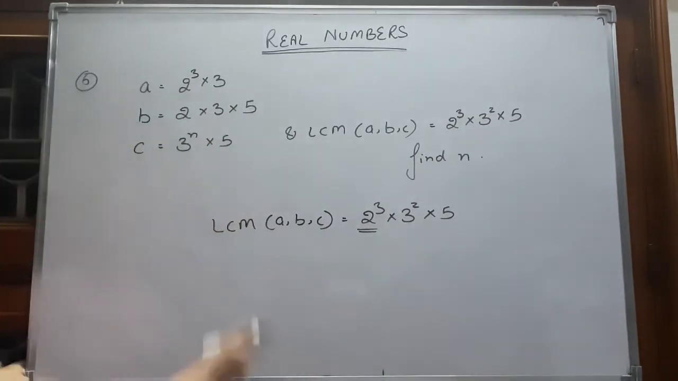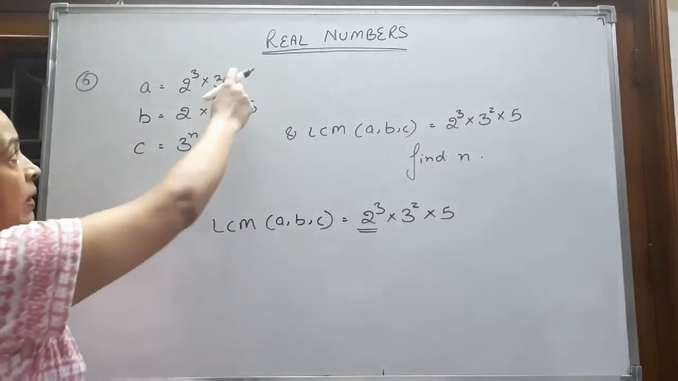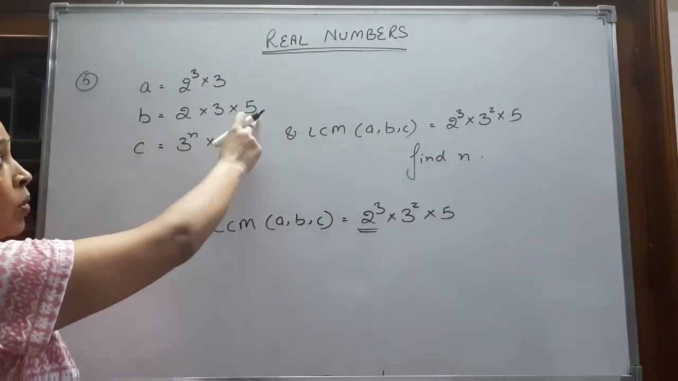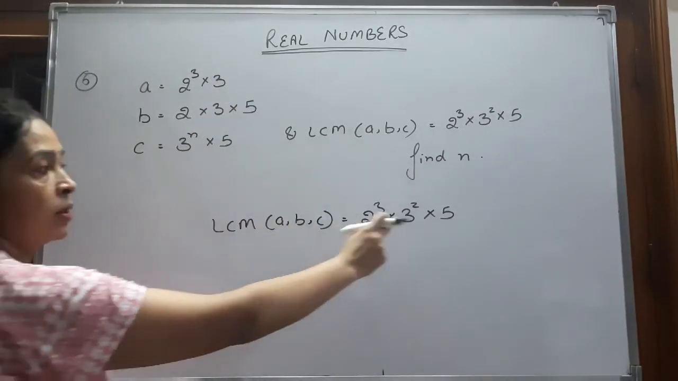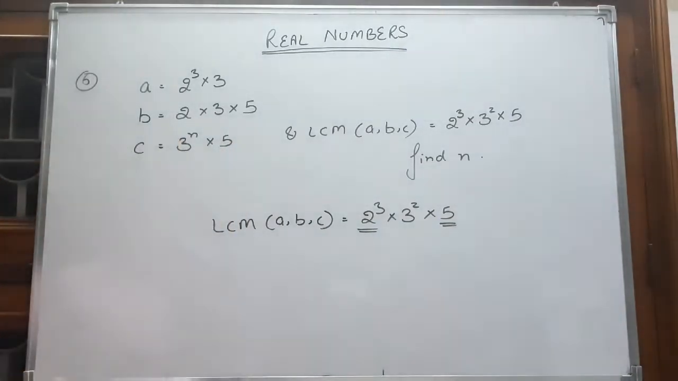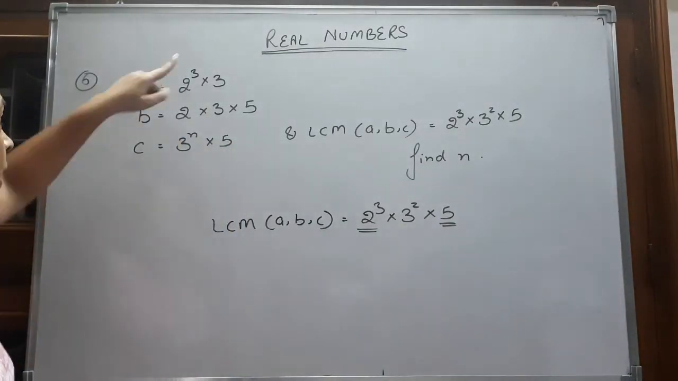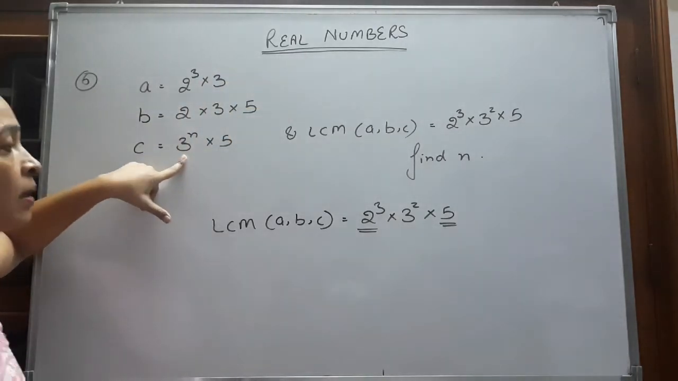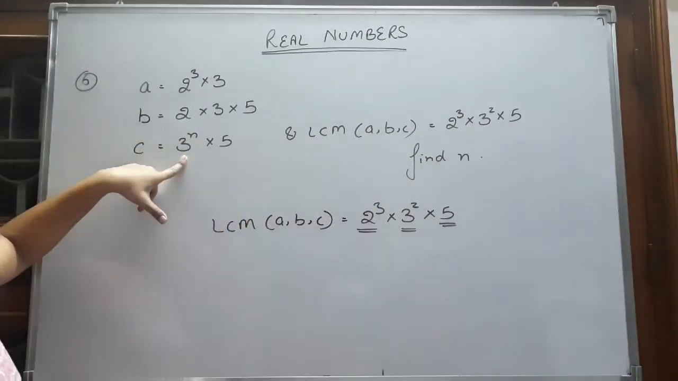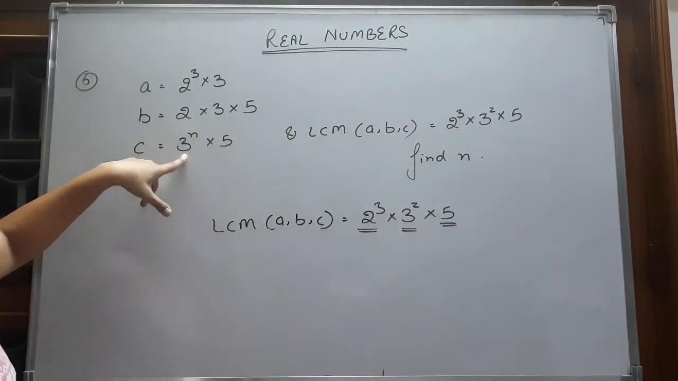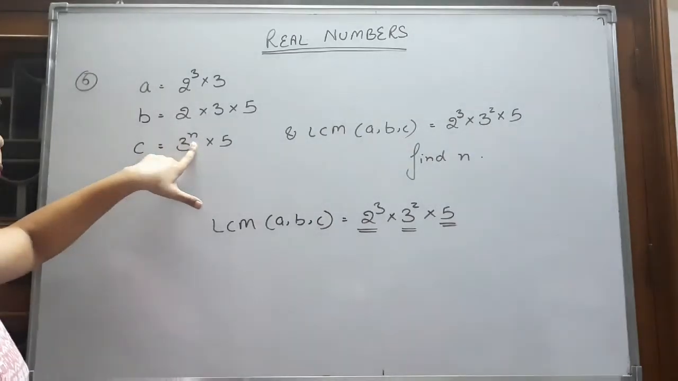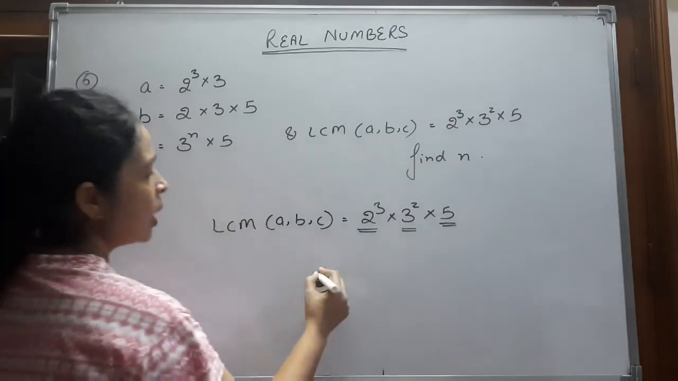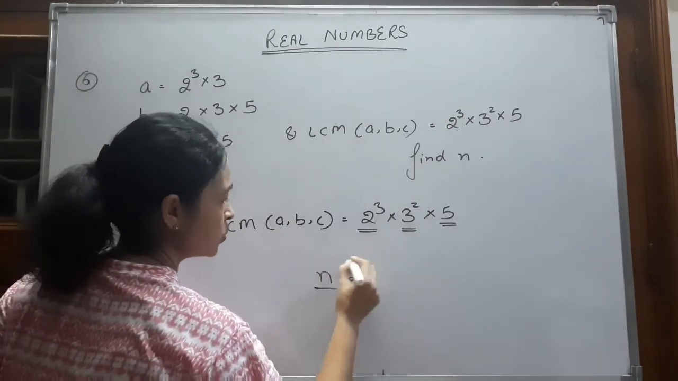We have taken this. Now, have a look at 5. Here we don't have any 5. So it can be 1 or 5 to the power 0. Here we have 5 to the power 1, 5 to the power 1. So the highest power is 5 to the power 1. Now, the case of 3. Here we have 3 to the power 1, 3 to the power 1. And here we have 3 to the power n. In the LCM we have taken 3 to the power 2. What does this mean? This means here the power of 3 must be 2, because in the LCM we take the highest power. So n must be 2. Clear?